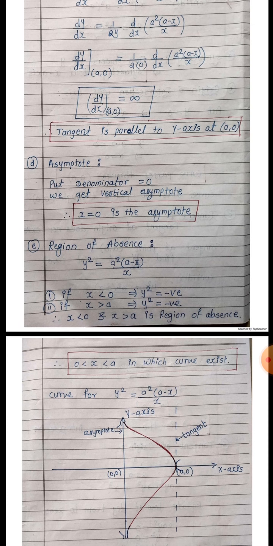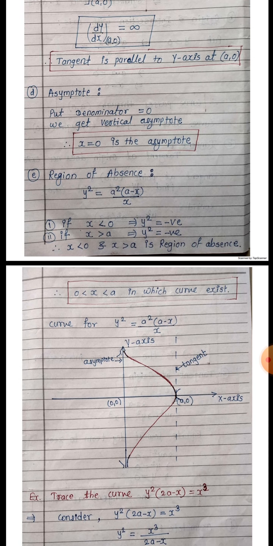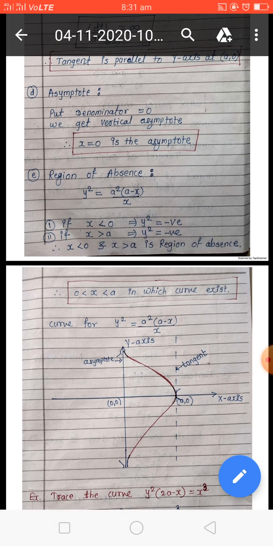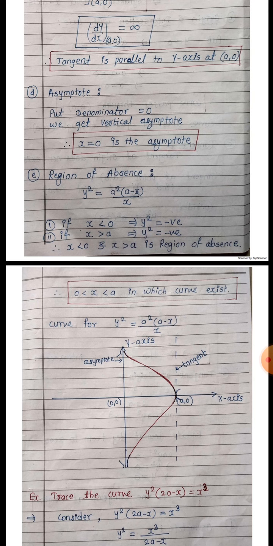Tangent is parallel to the y-axis. Therefore at point (a, 0) the tangent is parallel to the y-axis, and if the tangent is parallel to the y-axis, the curve touches at the point. Here we consider that on both sides the curve touches. Now next is the asymptote. x equal to 0 is the asymptote. x equal to 0 is the equation of the y-axis. Here the y-axis is the asymptote, therefore the curve touches at infinity. Therefore on both sides the curve touches at infinity.